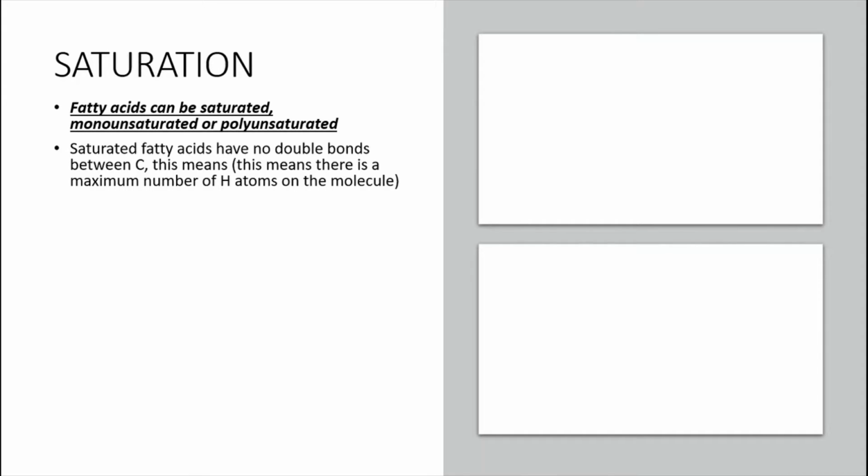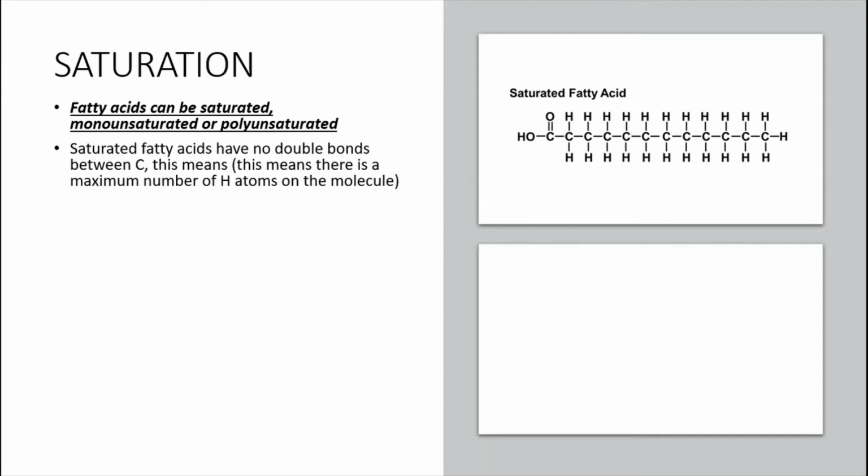Saturated fatty acids have no double bonds between carbons. And because of this, there is a maximum number of hydrogen atoms that can be packed onto that carbon. So one thing to note is that carbon can form 4 bonds. And so where we have single bonds between our carbons, we can fit in more hydrogens onto that carbon. Let's have a look at this.